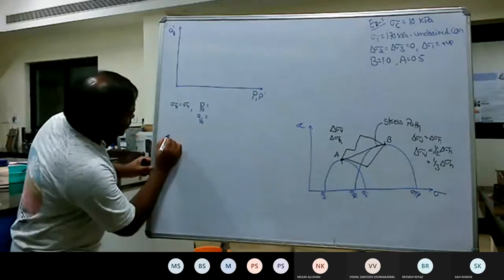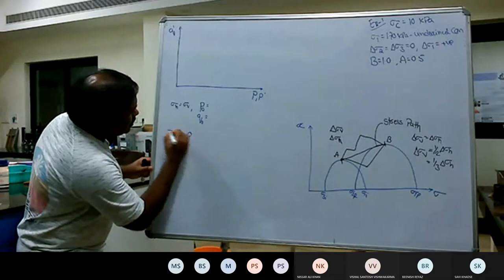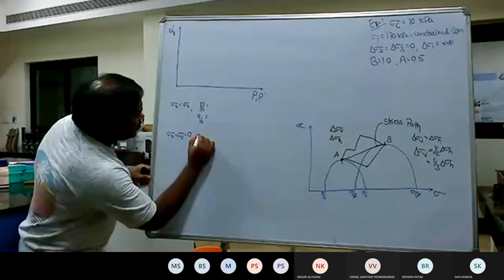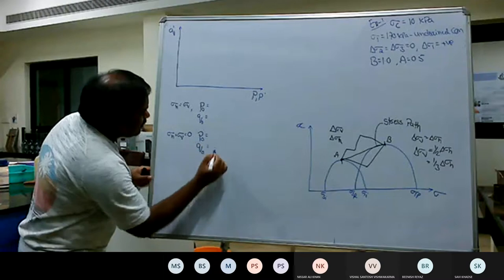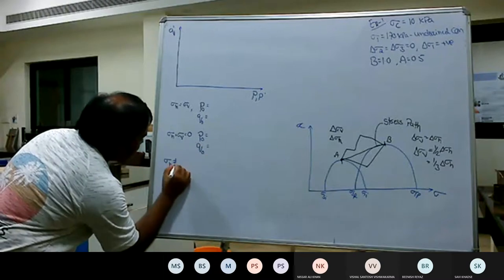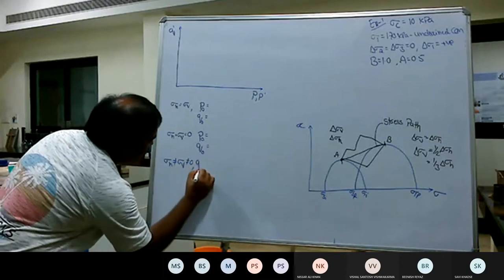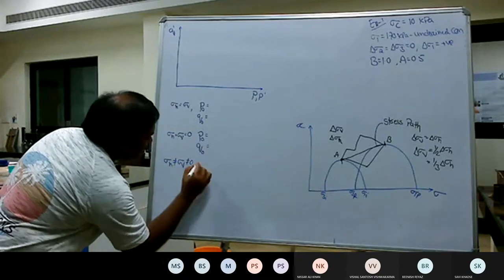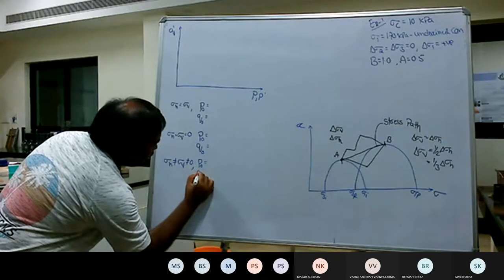So sigma v is equal to 0. What is the value of P naught and Q naught? Then the third case: sigma H is not equal to sigma V, and not equal to 0. So what is P naught? Where would be this point and where would be this point?